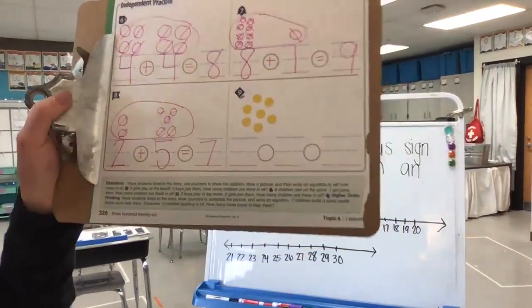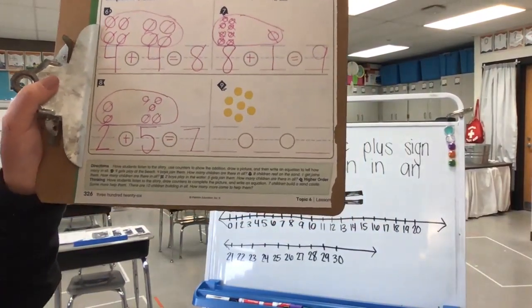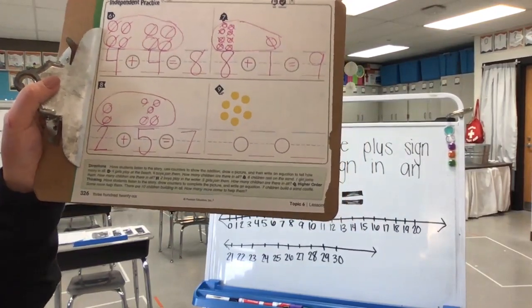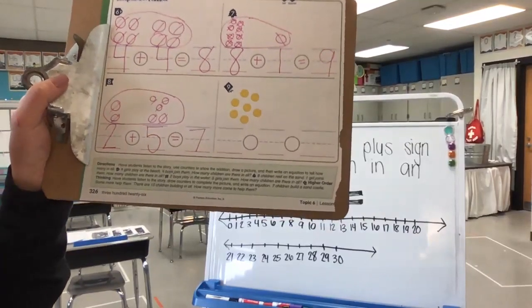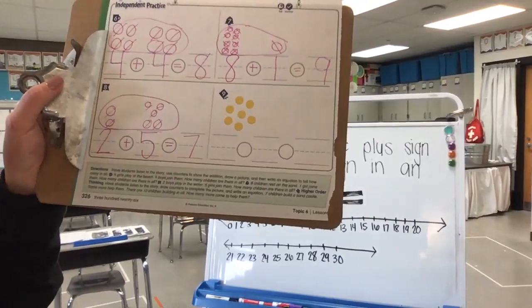Okay, let's take a look at the last problem, our challenger, number 9. Number 9 says that 7 children build a sandcastle. Some more help them, but now there are 10 children building the sandcastle in all. How many more came to help?